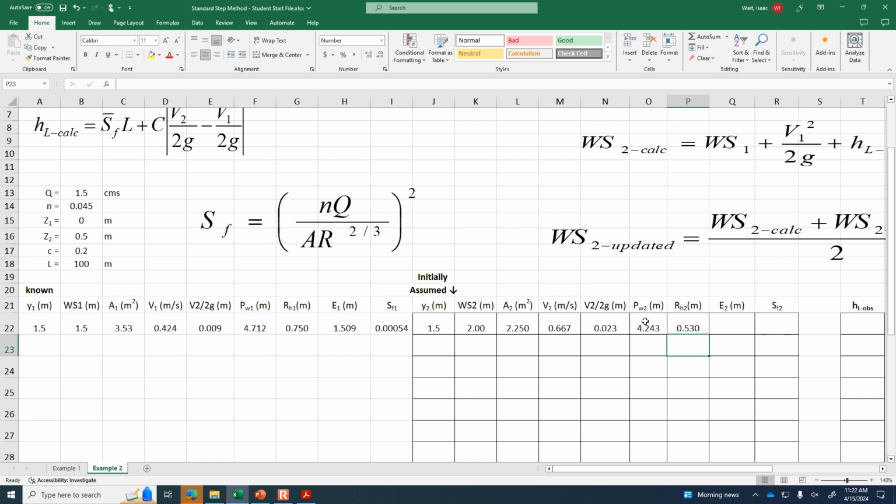And then the specific energy at location 2 is going to be the estimated depth, because remember, this y2 that we're going from is just an initial guess. So this E2 is based on the initial guess. So it is the initial guess depth plus the velocity head. And now we've got that velocity head column. We don't have to embed the velocity head calculation elsewhere. Okay, so we've got the energy at 2.